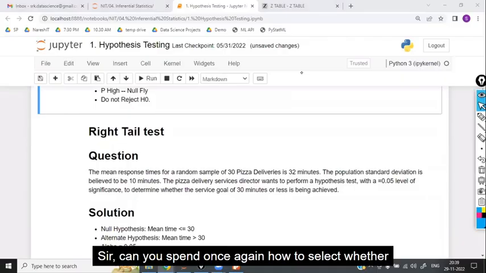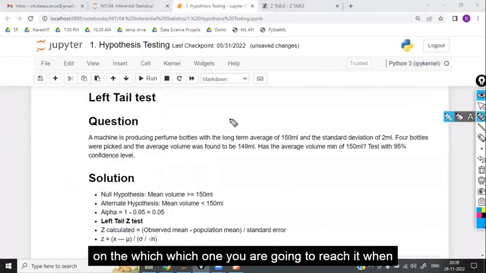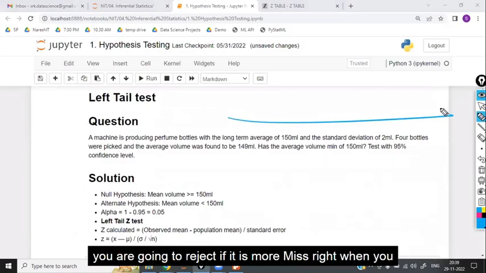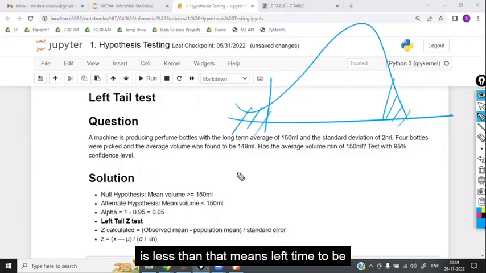Sir, can you explain once again how to select whether it is a left tail or right tail? Simple. Just based on which one you are going to reject. When you reject, if it is more, means right tail. If it is more than that, means right tail. If it is less than that, means left tail.